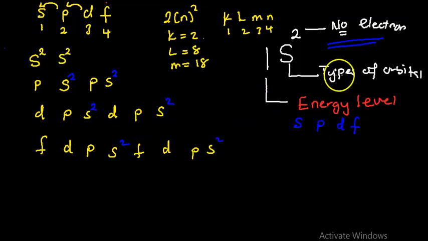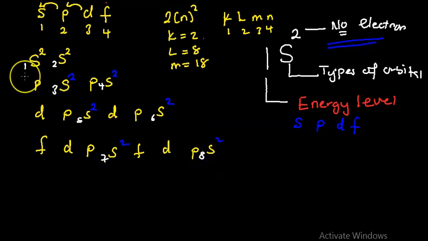So what about the numbers, the energy level? Energy level is simply going to be 1. If this is 1, this is going to be 2. You find the next S, which is going to be 3. This is going to be 4. And this is going to be 5, 6, 7, and 8.